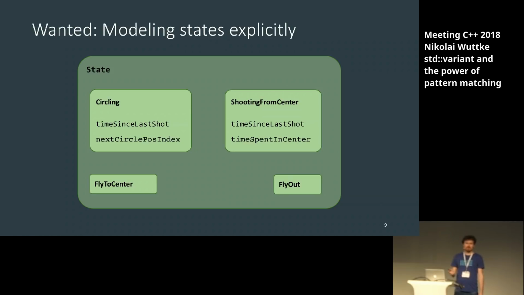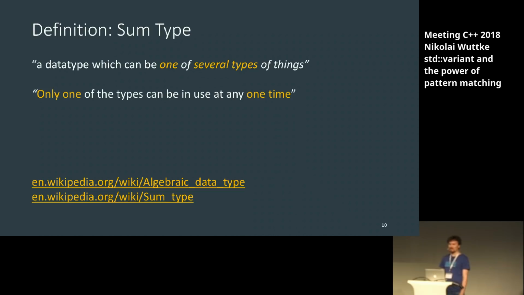As it turns out, if we look into type theory and functional languages, there's a thing that's perfect for what we want to do. It's called a sum type. So what is a sum type? It's a data type which can be one of several types, and it can only be one at one time. This is a bit abstract maybe, but basically you can have an object that can represent different types, but only one of them at one time.